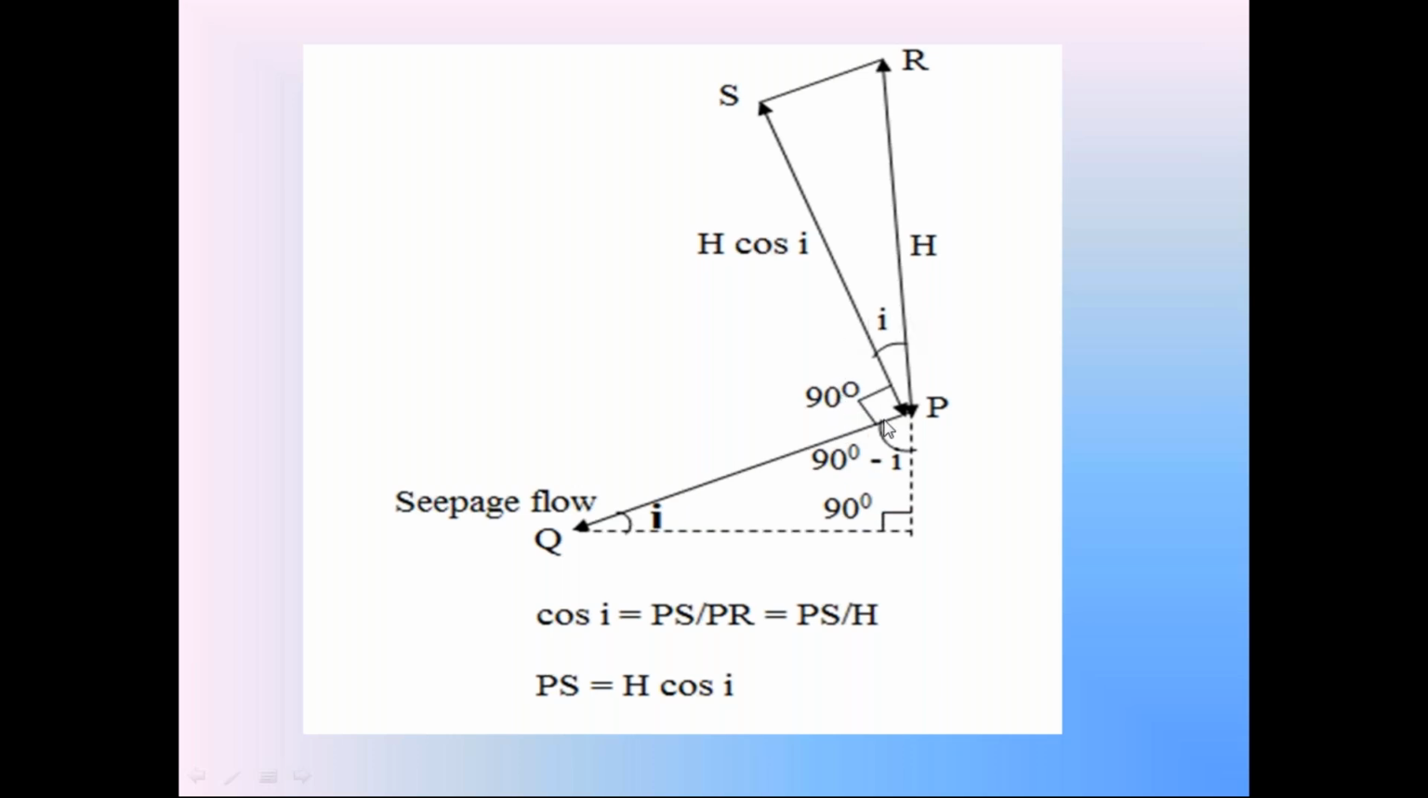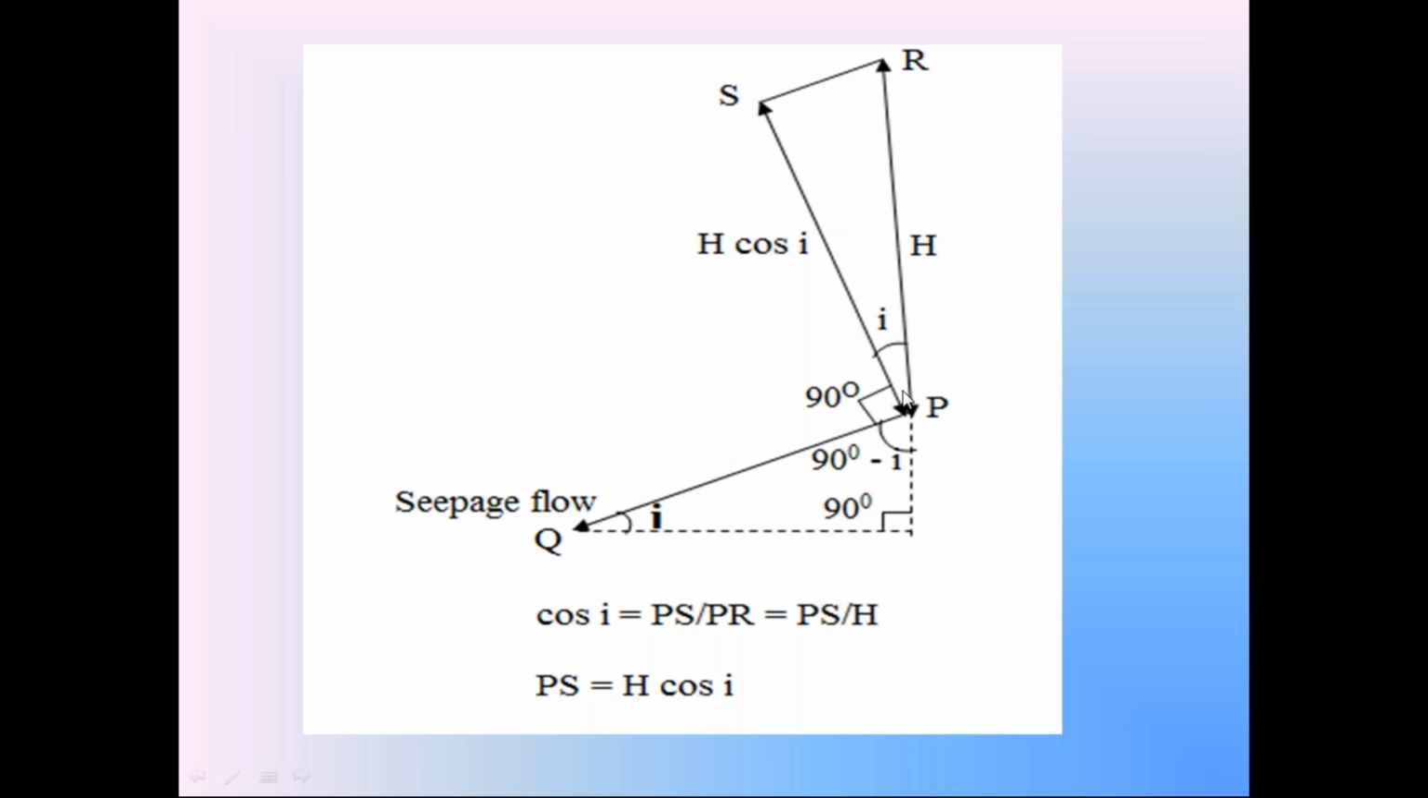Here we have a semicircle. So the total angle in the semicircle is 180. So this remaining angle is i, because 90 minus i plus 90 is 180 minus i. So check this angle i carefully. Now take this right angle triangle PSR with respect to this angle i.